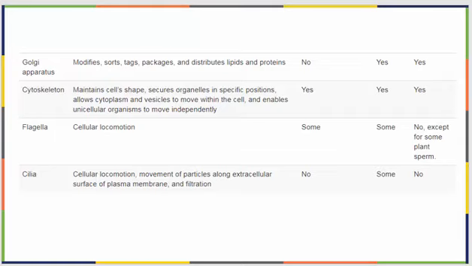Cilia are also not super common, but they do function in cellular locomotion, like moving particles along the extracellular surface of the plasma membrane and helping to filter things. You can find cilia in your lungs and along your alimentary canal. It pushes things out of the body, or maybe you can think about the cilia in your nose that help you to filter out dirt.